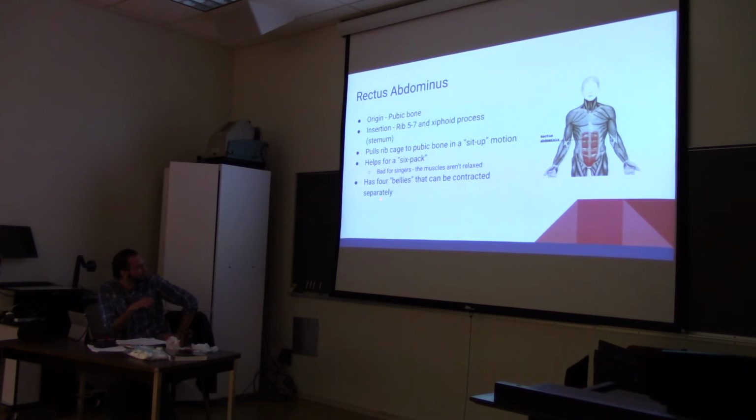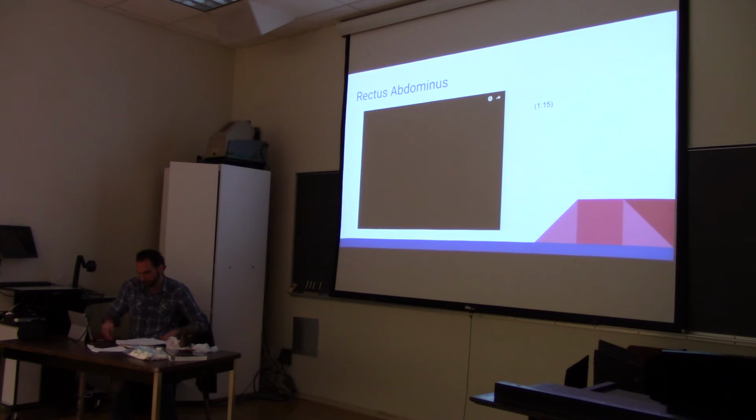Okay, good. It has 4 bellies, right, that can be contracted separately. So we can do this. Oh, I've got this really cool video to show you in a second. So you all know muscles can have bellies to them, which means they're sections of it. So we get 1, 2, 3, 4 of them, right? And watch. This is a belly dancer doing an awesome thing with her belly.